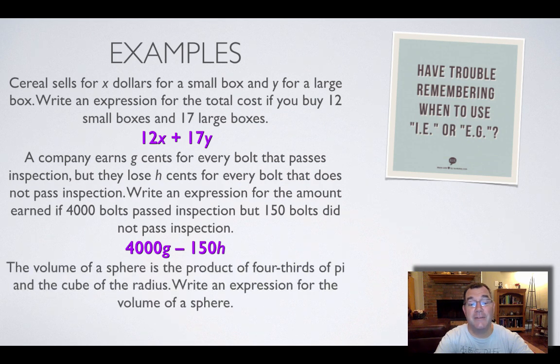And lastly, we have the volume of a sphere that is the product of 4/3 of pi and the cube of the radius. We need to write an expression for that. Product means we multiply, so I'll take 4/3 of pi and multiply that by the cube of the radius, which is 4/3 pi r cubed.